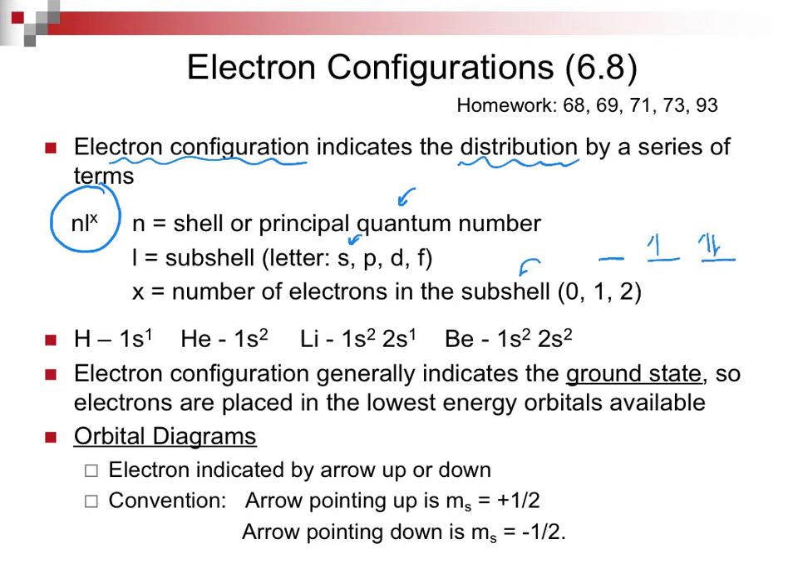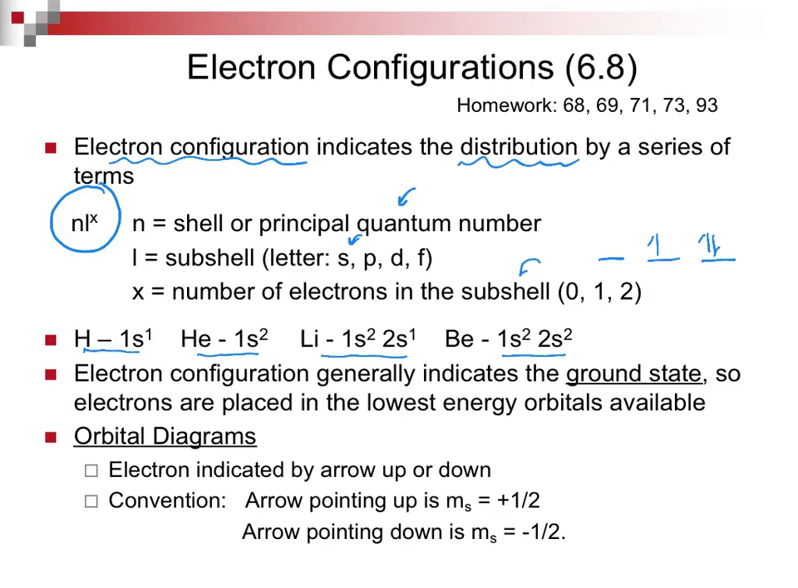So again, it's just a shorthand, and my gut feel is most of you saw this in high school. But just in case you didn't, hydrogen is 1s1, helium is 1s2, lithium is 1s2 2s1, beryllium is 1s2 2s2. There's a table of the entire electron configurations in the next section. I'm going to tell you to refer to it when we get to section 6.9.